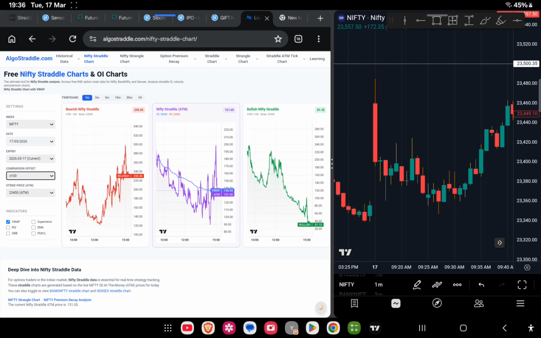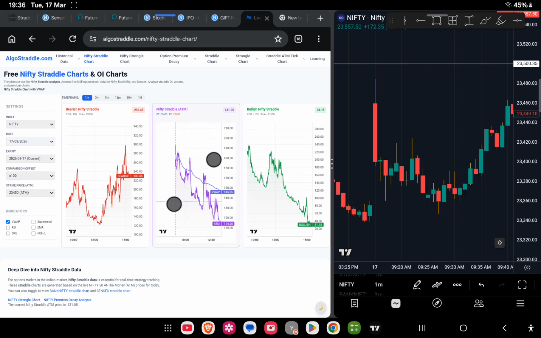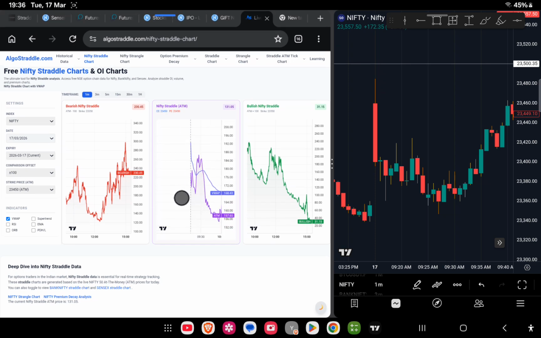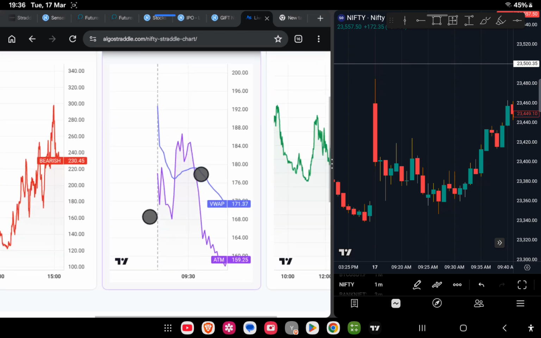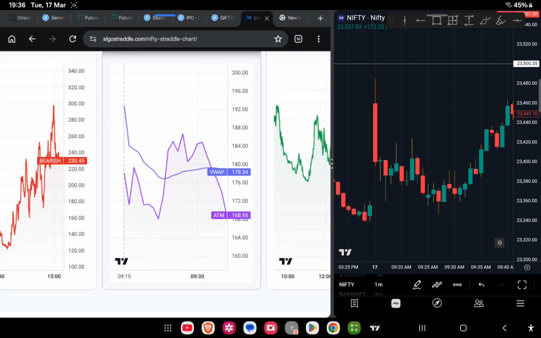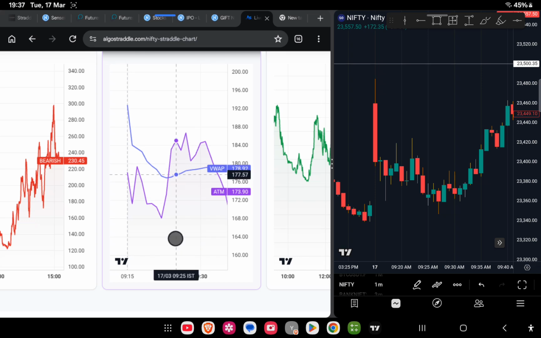So let me take 450, 350 and 550. Okay, let's take 450 first. So this is the price action. I'm going to check for 915 to 930. You could clearly see this is the straddle from 168.